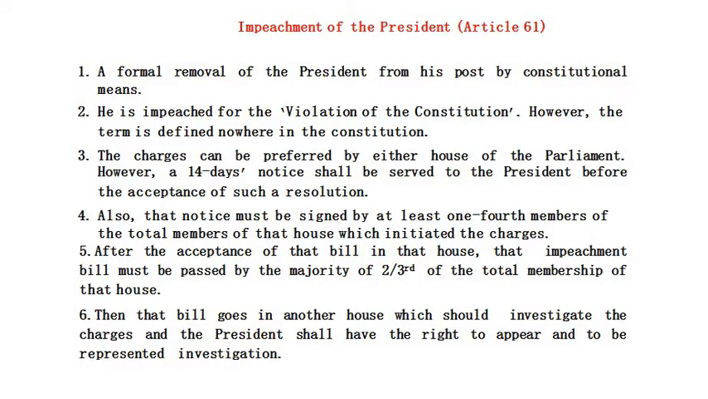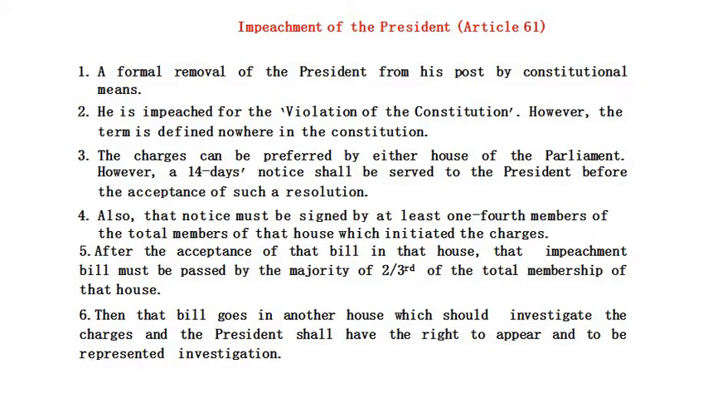The charges can be preferred by either house of the parliament. However, 14 days' prior notice should be given to the president before the acceptance of such a resolution, for whatever he has to say about the charges. Also, that notice must be signed by at least 1/4 of the total members of the house which initiated the charge. That means at least 1/4 of the members of the house should sign this impeachment charge.